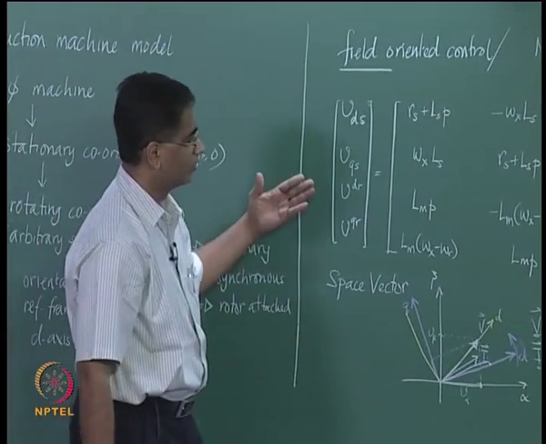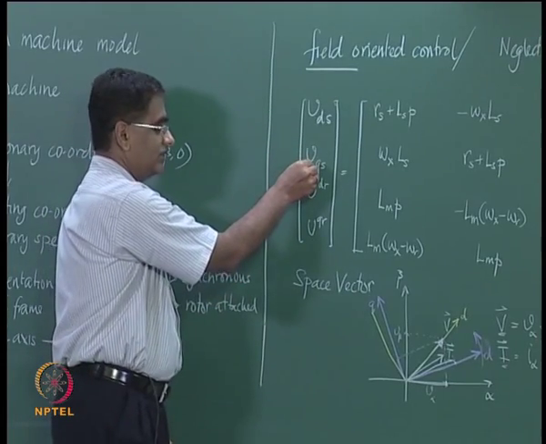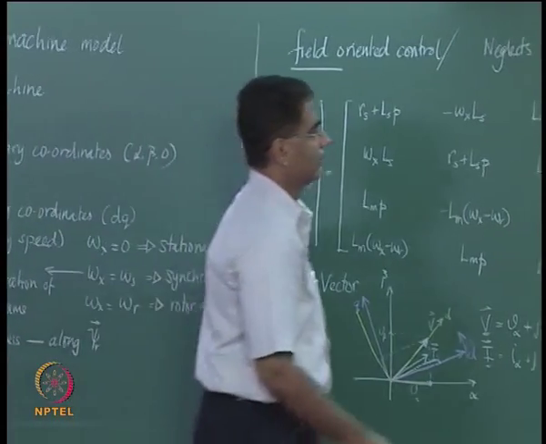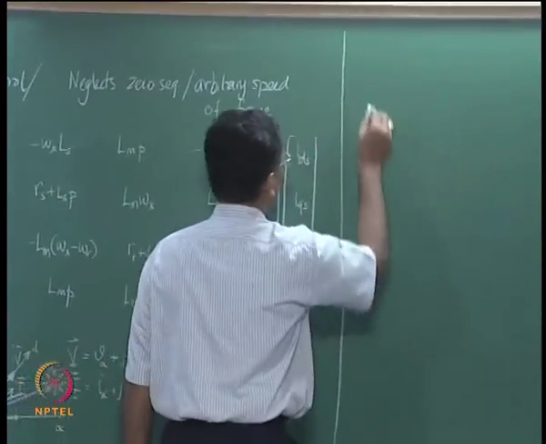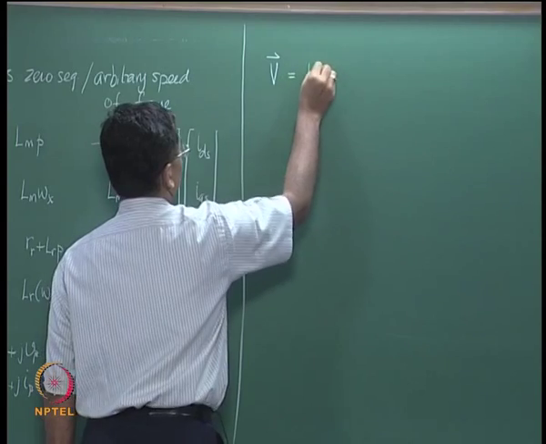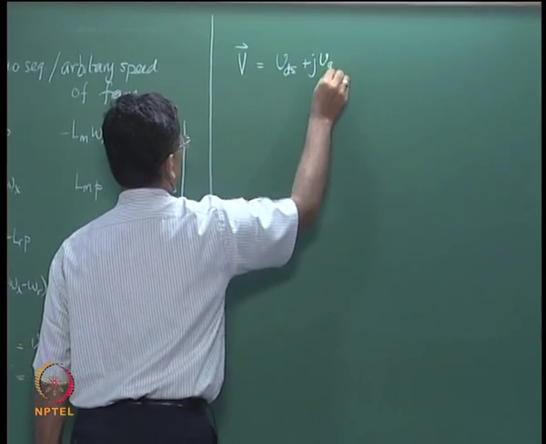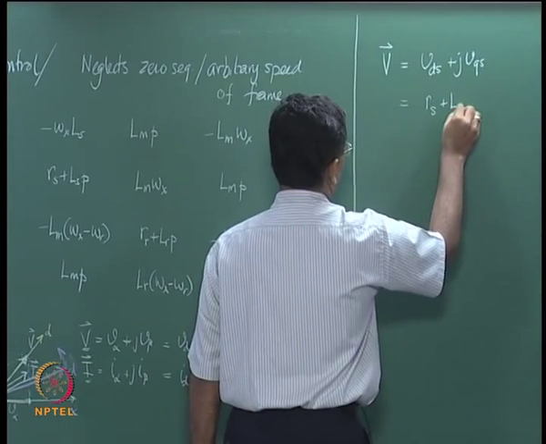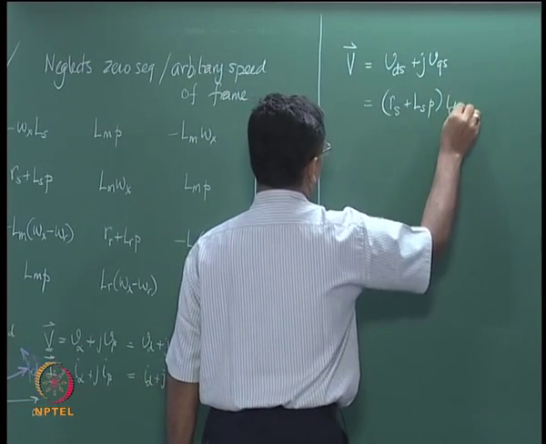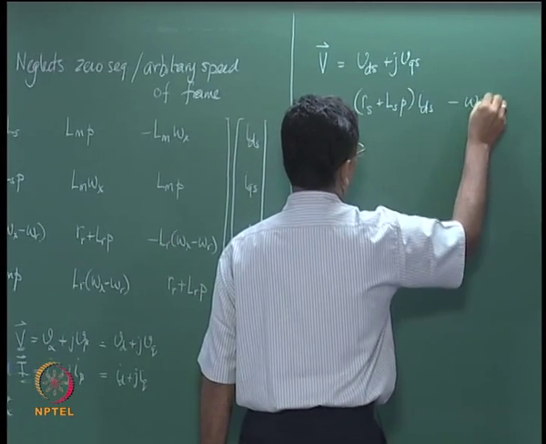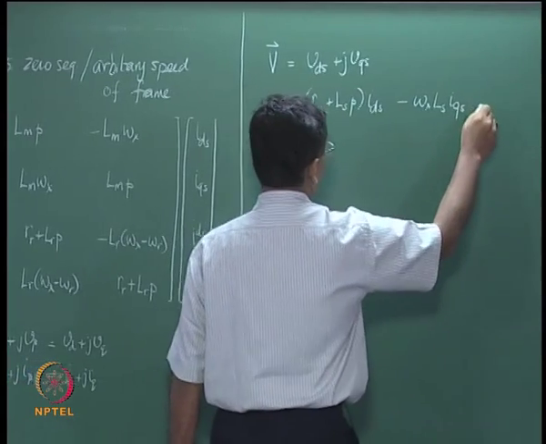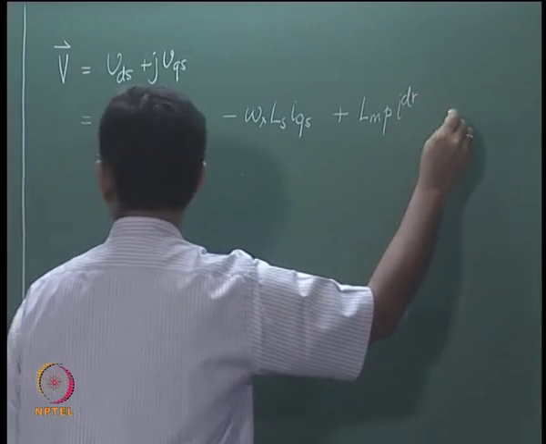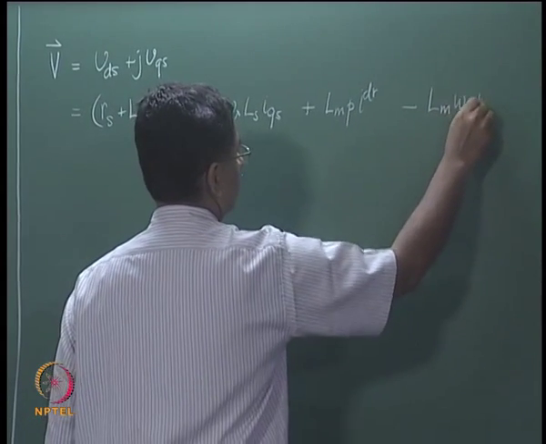So what one can do is from these equations you add J times the second equation to the first, and then you get the voltage space vector of the stator. So the voltage space vector of the stator is equal to VDS plus J times VQS, which can then be written as RS plus LS into P into IDS minus omega X LS into IQS plus LM P into IDR minus LM omega X into IQR.